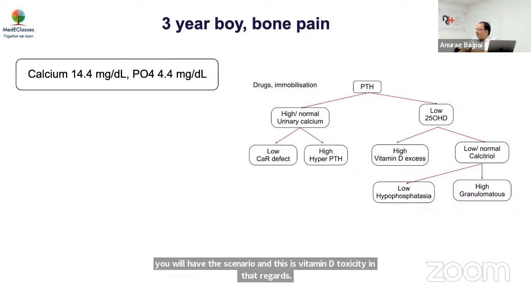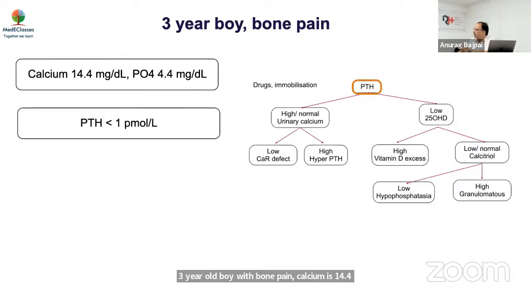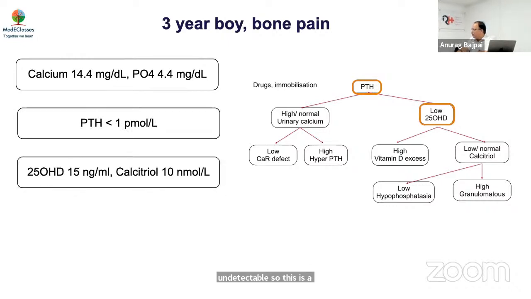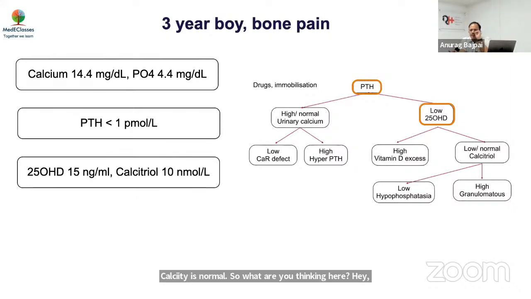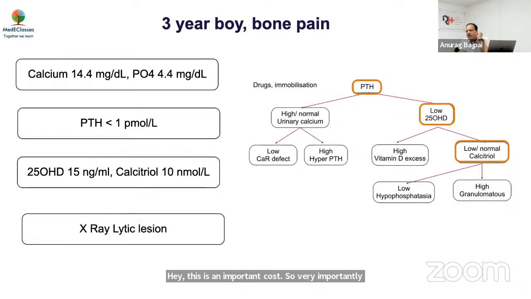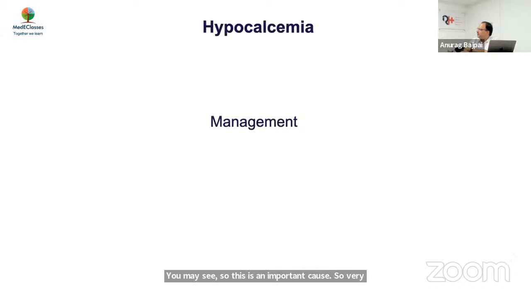A 3-year-old boy with bone pain, calcium is 14.4, phosphorus is 4.4. So it's neither here nor there. PTH is undetectable. So this is a PTH independent cause. Your vitamin D is normal, calcitriol is normal. So what are you thinking here? In the setting of bone pain, one needs to rule out a malignancy here. So this is an important cause. Very importantly in this scenario, you have to think of a malignancy, and ALL is an important cause of hypercalcemia. You may see a lytic lesion which is causing it, and you will find a lymphoblastic leukemia, which we discussed earlier. A brief overview about management.